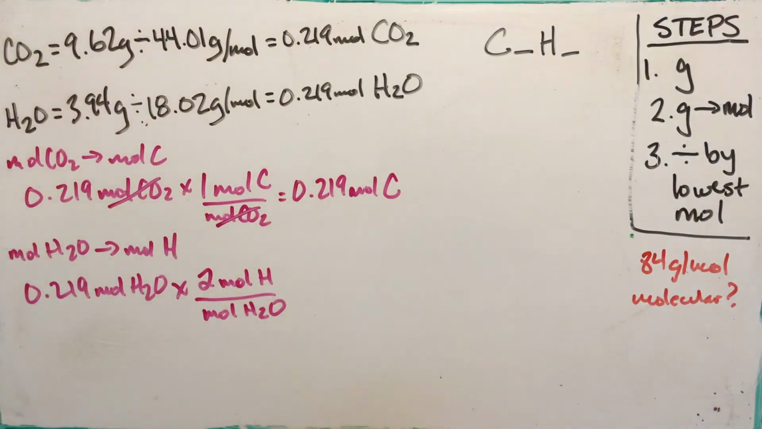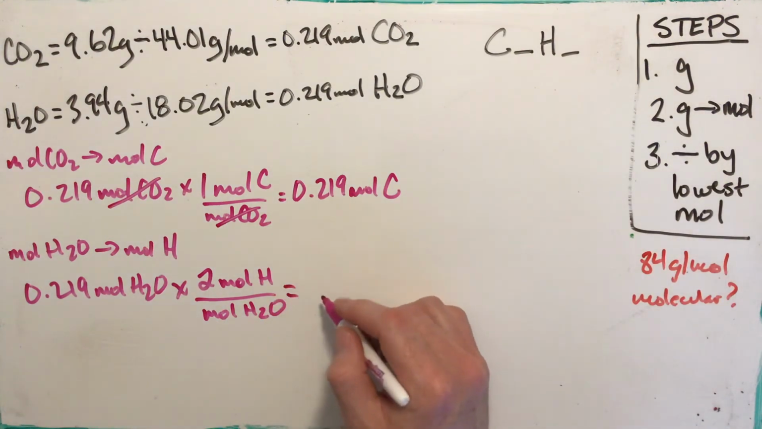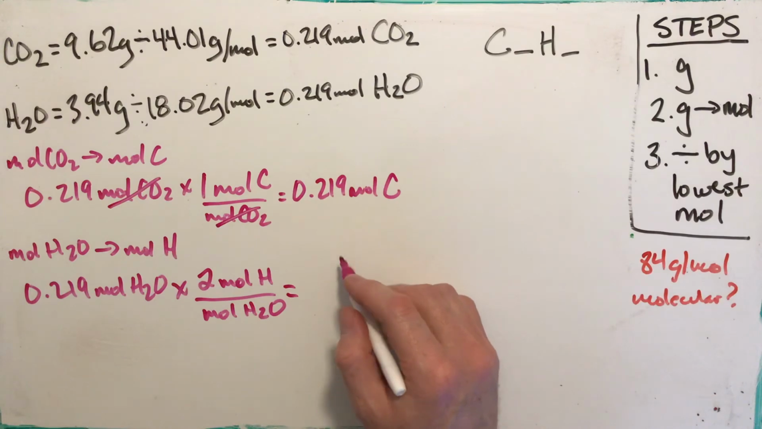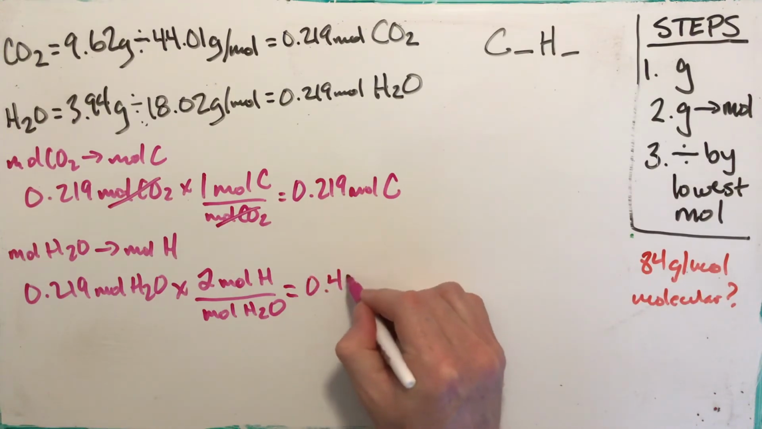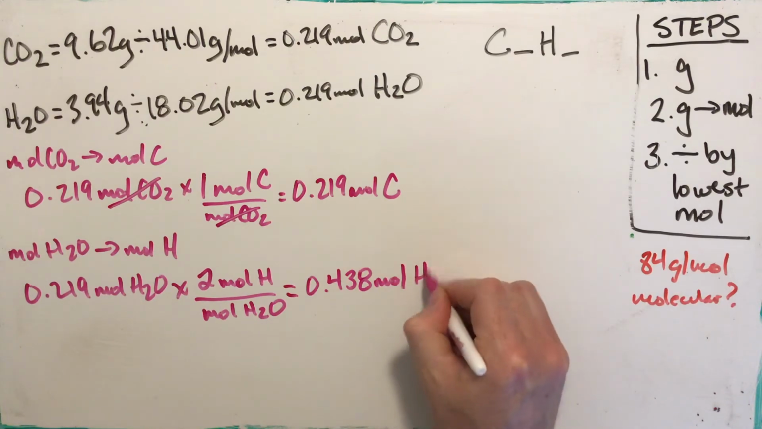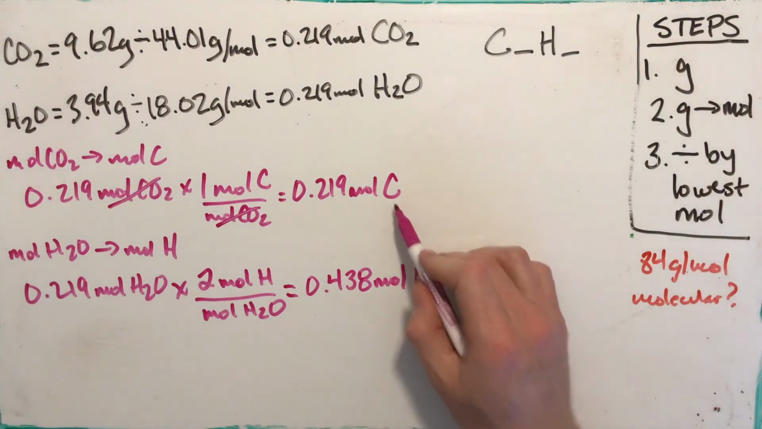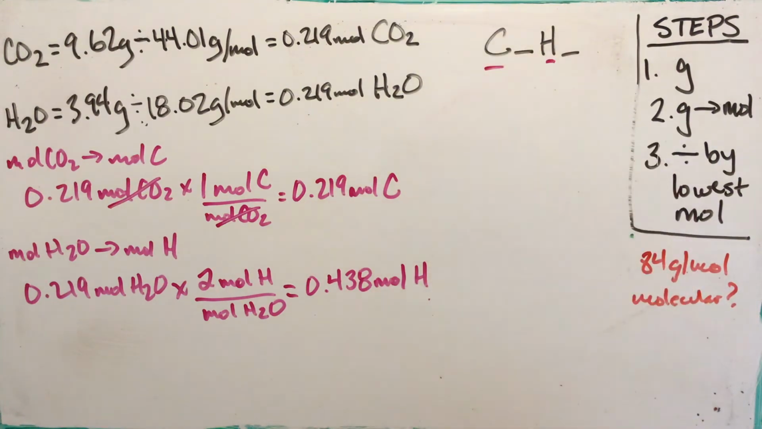Every water has 2 H's in it, so I'm going to double it up. And when I do that, it's going to end up being 0.438 moles of hydrogen. Now I have carbon and hydrogen. Now I have my 2 elements.